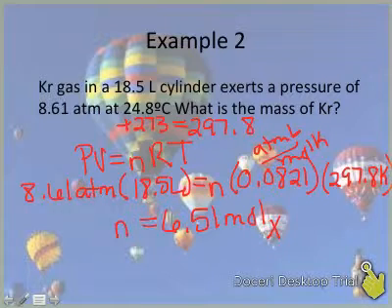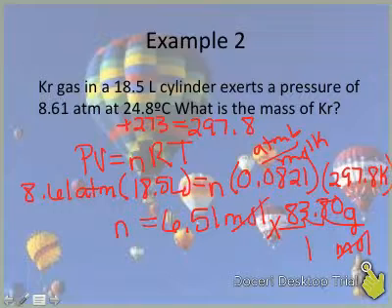Convert using molar mass. So where am I going to get my molar mass? Periodic table. 1 mole of krypton is what? 83.80. So moles cancels. We're left with grams. So we should be getting in the ballpark of 545.66, so on and so forth.